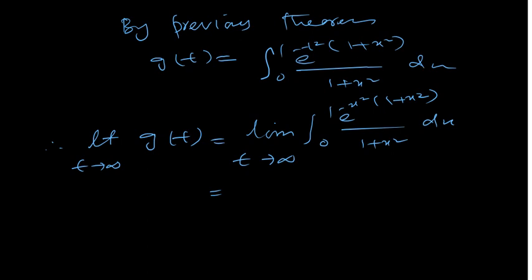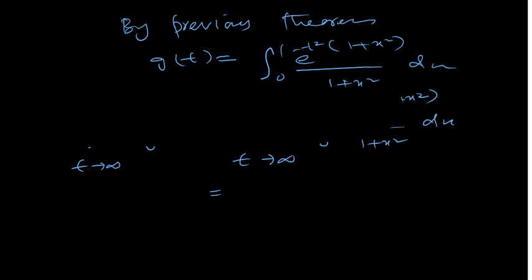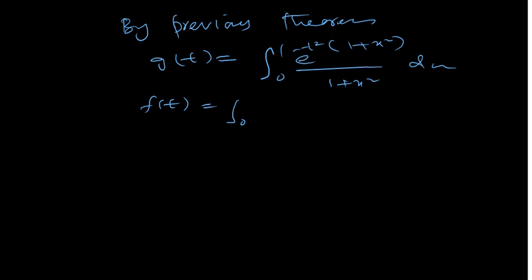So let's see this now. Also we will see this for the function f. What's f actually? F of t is equal to integral 0 to t, e power minus x square dx whole square. So this is f.